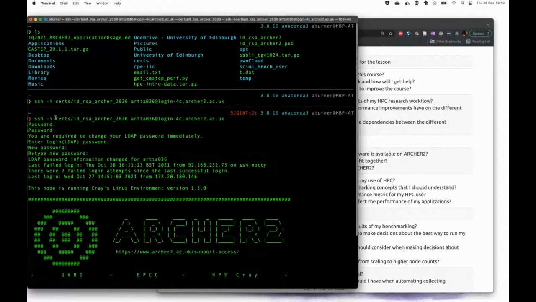Okay. So I passed the path to the private part of my SSH key. The public part went up to Safe to be registered against your account. Then my username and then the login address, which is login-4c.archer2.ac.uk. It should ask you for your password from Safe, which you get from Safe, once, and then it'll ask you for your login LDAP password, which is the same password again, and then it'll ask you to choose a new one. And then it'll ask you for your SSH key passphrase if you don't have your SSH key in an SSH agent like me.